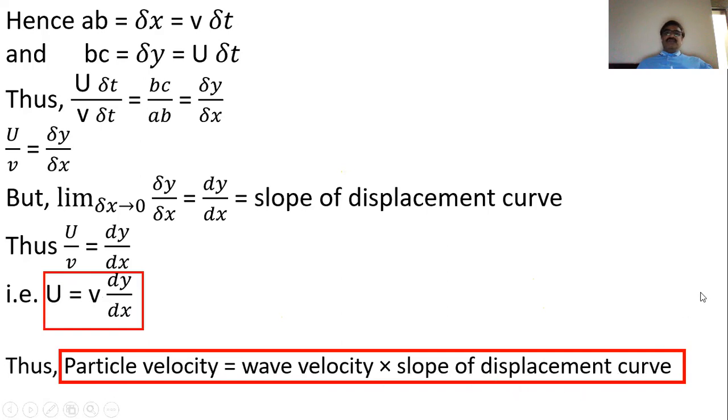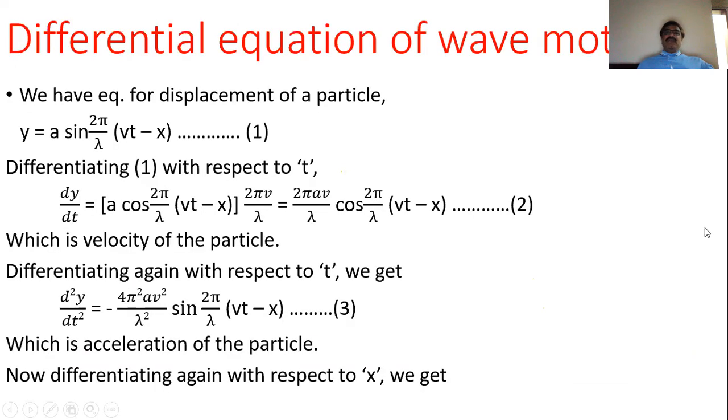So this is the expression for the particle velocity: particle velocity equal to wave velocity into the slope of the displacement curve. If it is asked to find the relation between particle velocity and wave velocity, you start from the previous slide, reach this result, and write down this single sentence: particle velocity is equal to wave velocity into slope of the displacement curve. So here this article ends. Now let us move to the more important equation, the differential equation of wave motion.